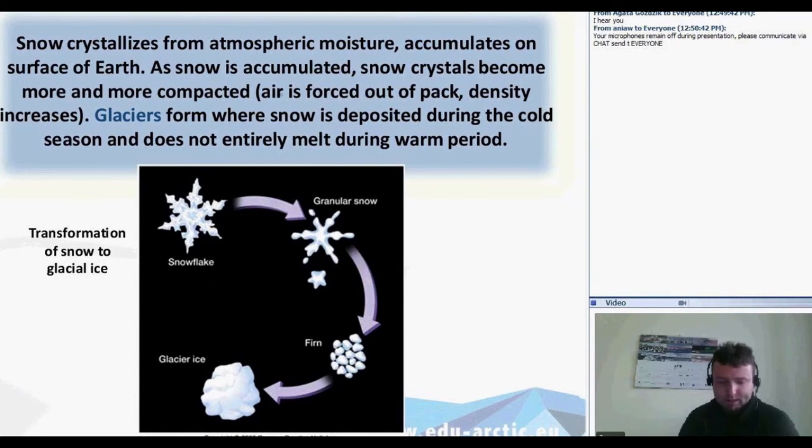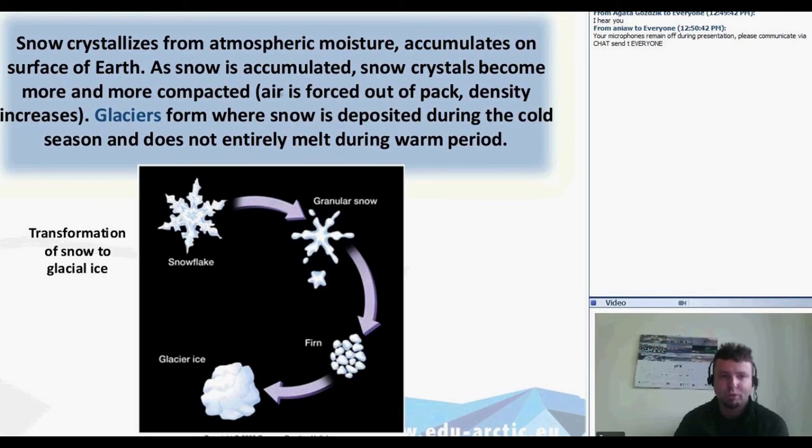What's happening with the snow? It falls as a light snowflake, which crystallizes from atmospheric moisture and falls as snow on the Earth. Then it's accumulated, so snow crystals become more and more compacted. Maybe some of you made a snowball, so it needed compaction of the snow. So the air was forced out of the pack and the density increased. And in some places where this snow can accumulate, if there's enough snow, glaciers can form.